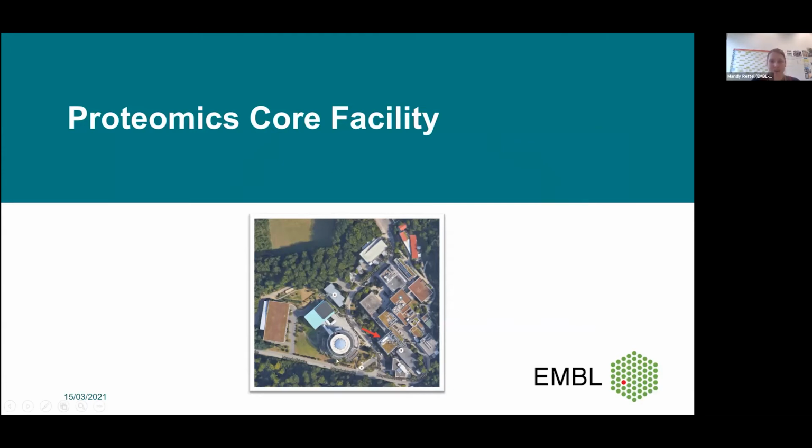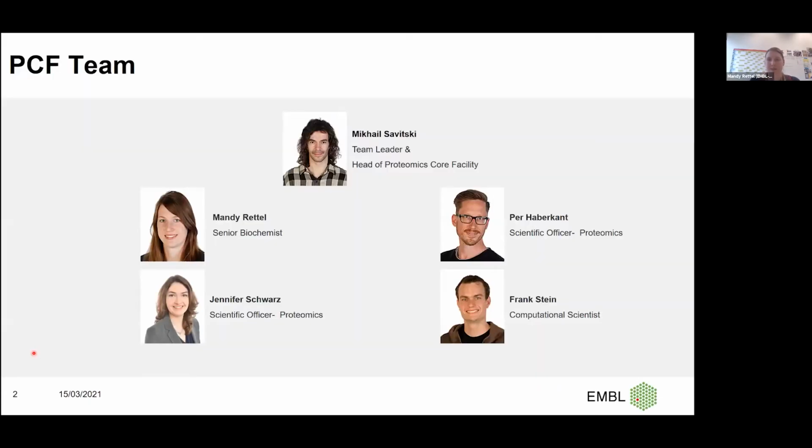So here you can see an overview of the campus we have in Heidelberg, and the red arrow basically highlights where we sit. This is the team, and we are led by Mikhail Savitsky, and we are 3 wet lab people. So Peer, Jenny, and myself, we take care basically of the whole sample prep and discussing and interacting with the customers. And then we have one computational scientist, Frank Stein, and he takes care of more in-depth data analysis, which I will focus on later in my talk.